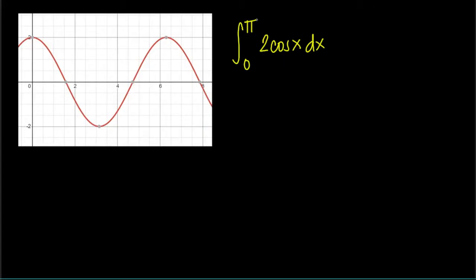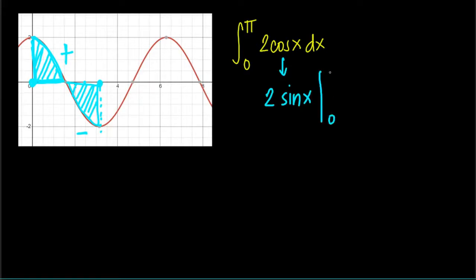Meanwhile, if we sum it up from 0 to pi, that's 0 to 3.1416. So, here it is. What we are looking for is the integral of this positive part, minus this part, which is negative. Going back, the indefinite integral is still 2 sine x, from 0 to pi.